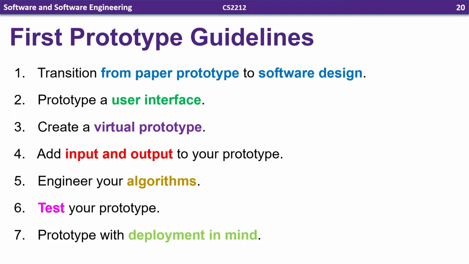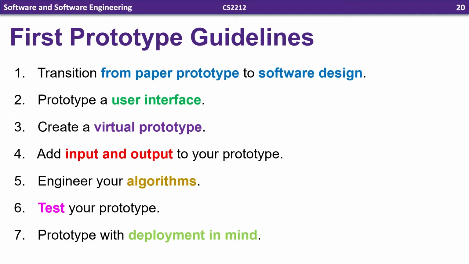Then number four, you want to add input and output to your prototype. So you want to actually register those buttons being clicked, menus pulled, things like that, opening files. And then you want to start engineering your algorithms to actually start processing this input to do something. Once that's complete, you then test your prototype, both unit tests and acceptance tests.